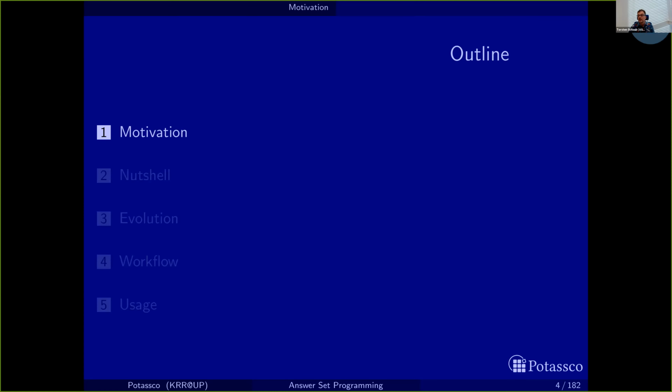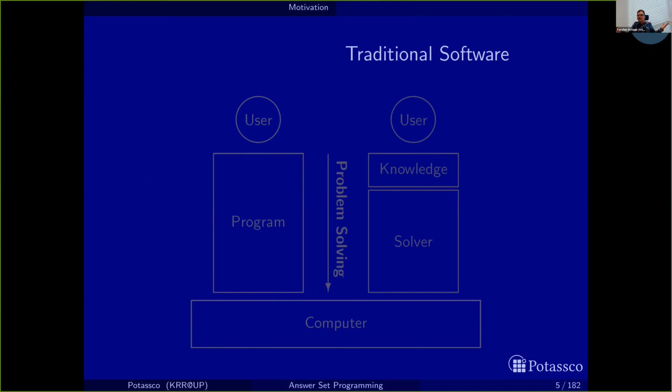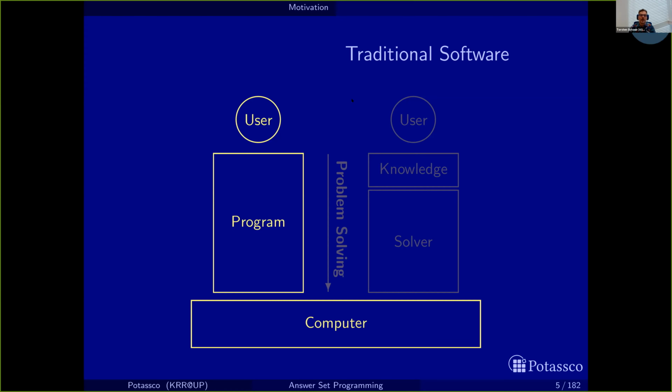Okay, so motivation. First of all, I think most of us are computer scientists, and the idea with answer set programming is that it allows us to solve problems. And every program is doing it. But let's first look at traditional software. If we look at traditional software, we have users, then somebody has written a program, and this program is executed on a computer. What this program does is solve a problem for the user by mapping it on a computer, which then just executes the program.